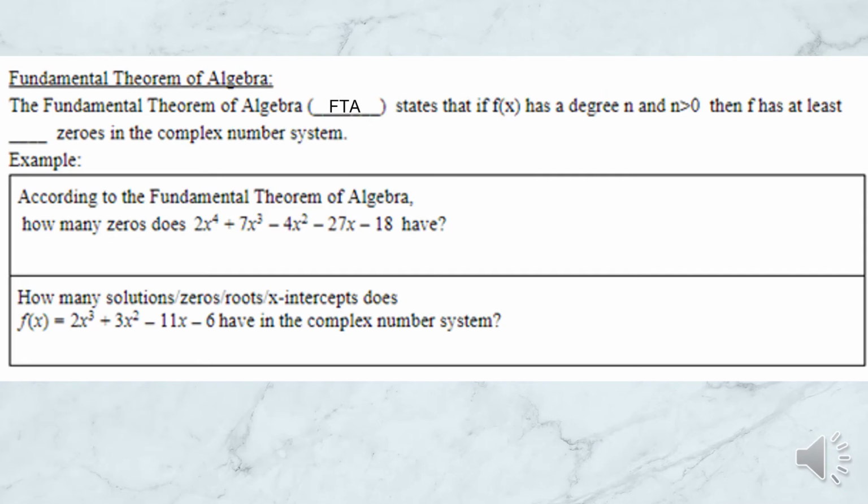The fundamental theorem of algebra, or FTA, states that if f of x has a degree of n and n is bigger than 0, then f has at least n zeros in the complex number system. So, according to the FTA, this polynomial would have 4 zeros in the complex number system. In the second one, since our degree is 3, it would have 3 zeros in the complex number system.